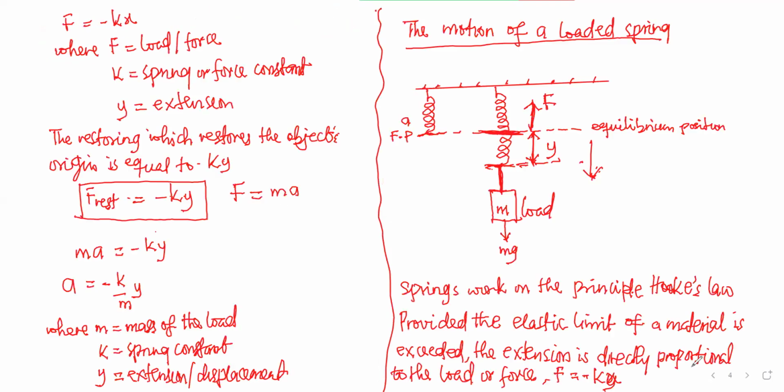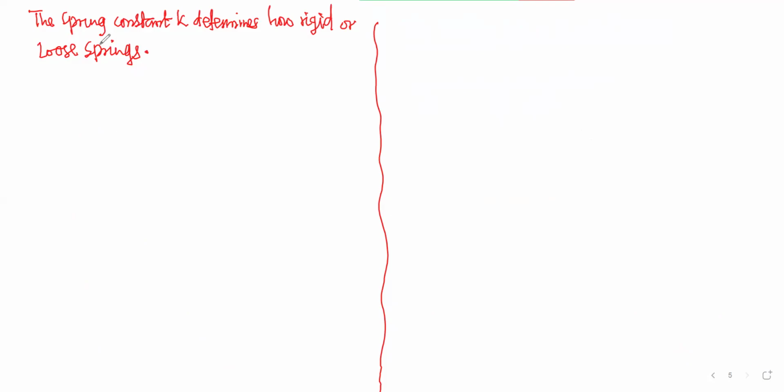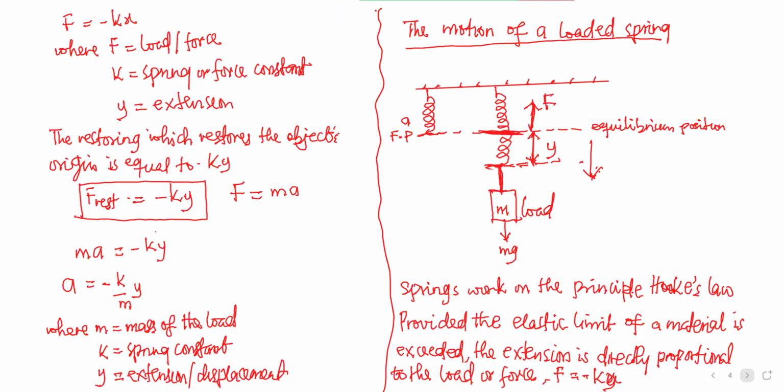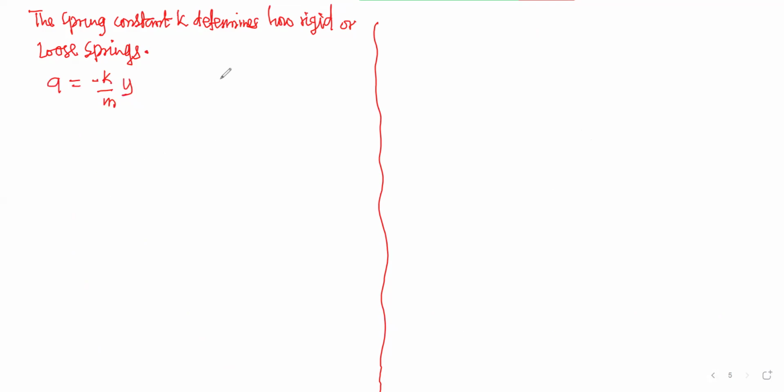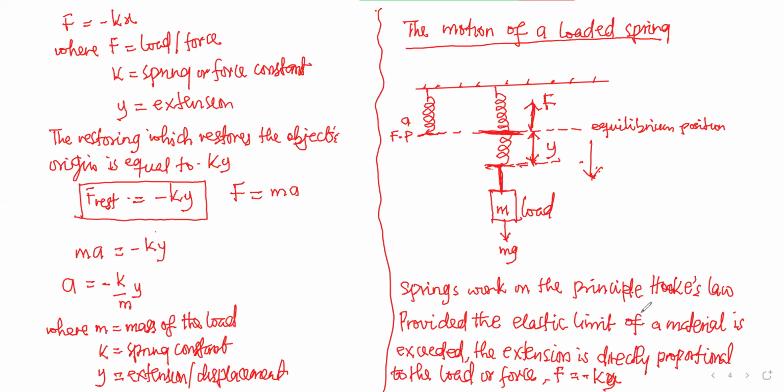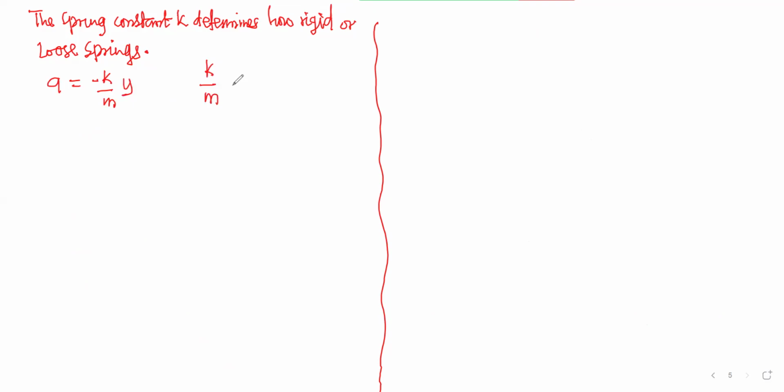So we have the acceleration of a loaded spring equal to minus k over m times the extension y. And since k is the spring constant, it measures how stiff or loose springs are, and m is also the fixed mass of the load attached to the spring, then we can say that this ratio k over m is a constant.